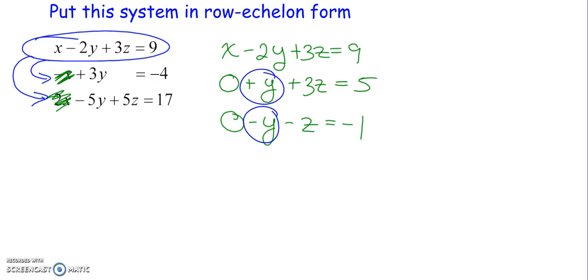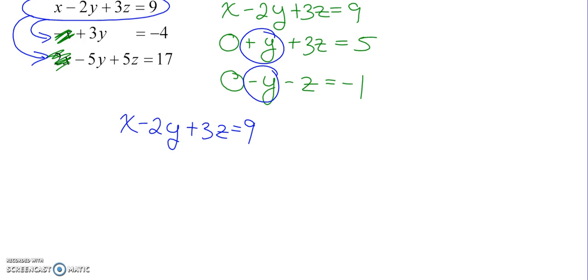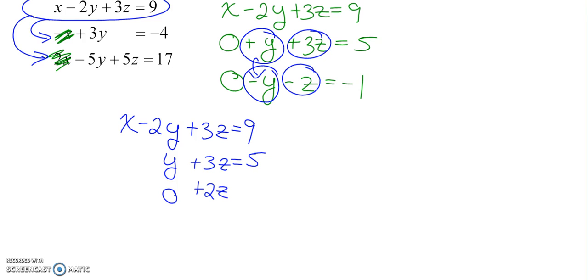So the top equation is not going to change. X minus 2y plus 3z equals 9. In the middle equation, in fact, I don't need to write this 0 here. Most people don't, because then you just write y plus 3z equals 5. And now here's where the addition comes in. I'm adding these two together. They add to 0. Usually when it's 0, I don't write anything, but I'll put it there this time. 3z and negative z, I'm going to add them. I get 2z. And 5 and negative 1, that is 4.